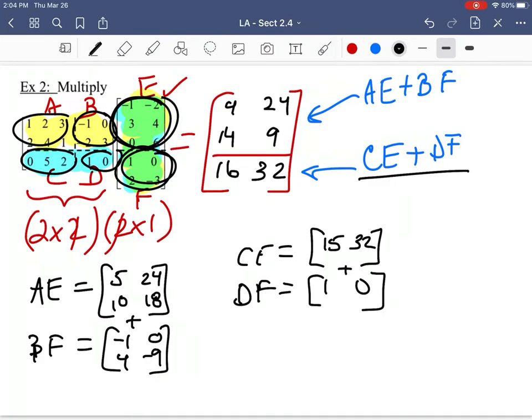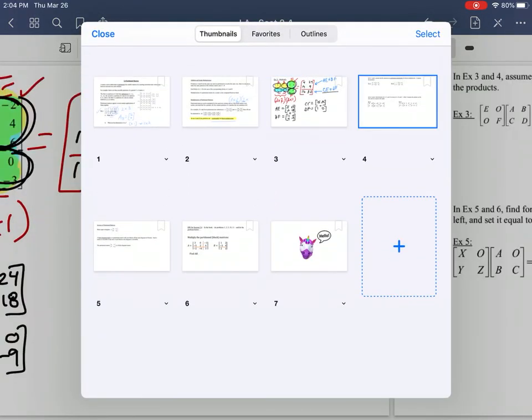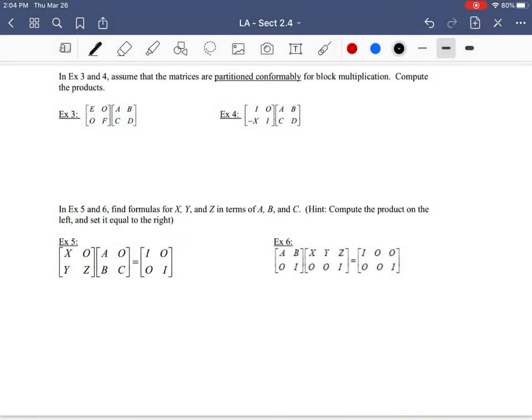All right, so on to the next example. Now in the next couple problems here, examples 3 and 4, it's kind of like a theoretical multiplication that we're doing right here. And they tell you, first of all, that it is partitioned conformally, so we can do multiplication. But there are a couple new things in both of these.